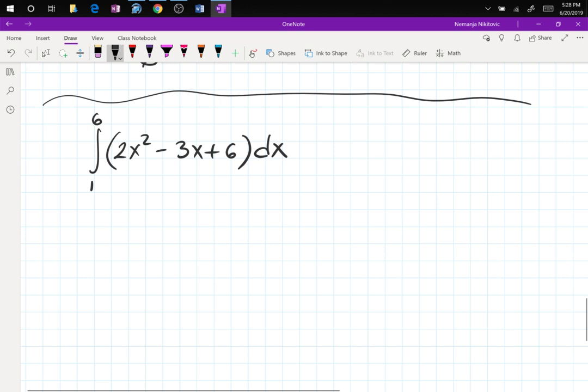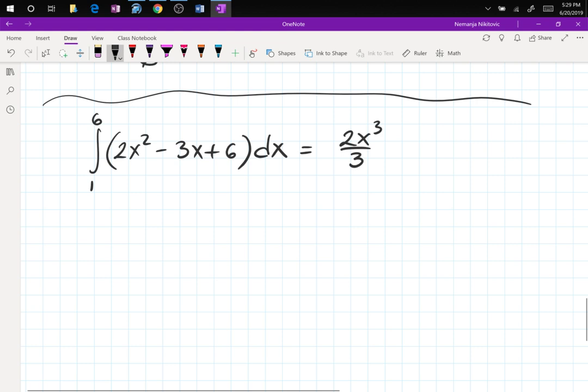Are we all green? Now, we are going to calculate this integral the same way we calculated in 4-9, and then we will deal with 1 and 6 at the end, when we are done with integration. So, what is the integral of 2x squared? See how it's times x to the third over 3. Yes, 2x to the third over 3.